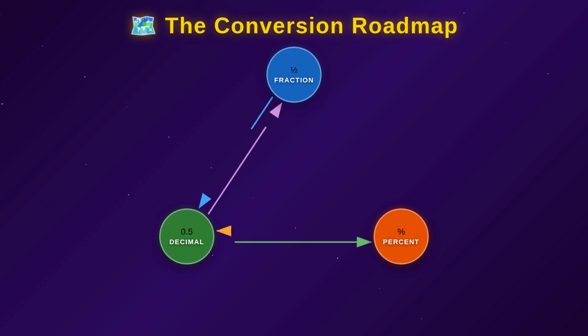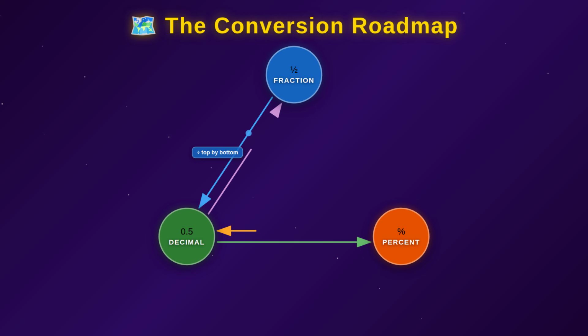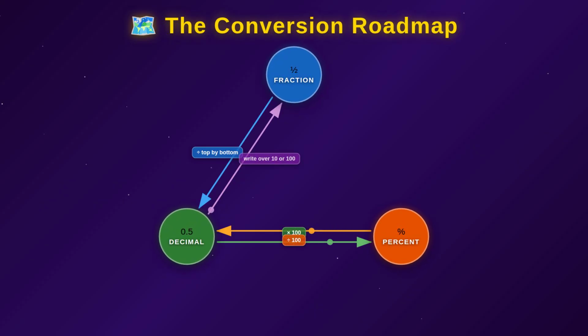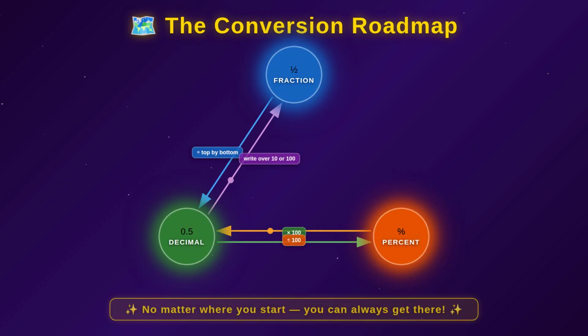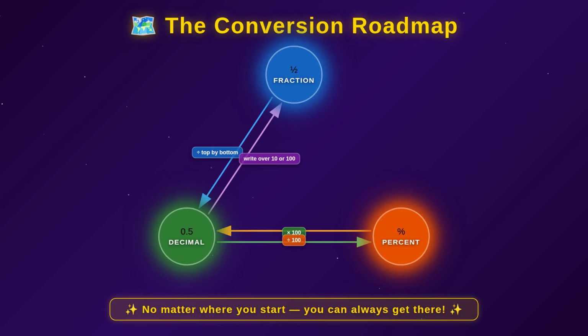Let's zoom out and see the big picture. Think of fractions, decimals, and percents as 3 cities on a map. You can travel between any of them. Fraction to decimal. Divide top by bottom. Decimal to percent. Multiply by 100. Percent to decimal. Divide by 100. Decimal to fraction. Write it as a fraction and simplify. Maya drew this map in her notebook and suddenly she could see all the routes. No matter where you start, you can always get to where you need to go.